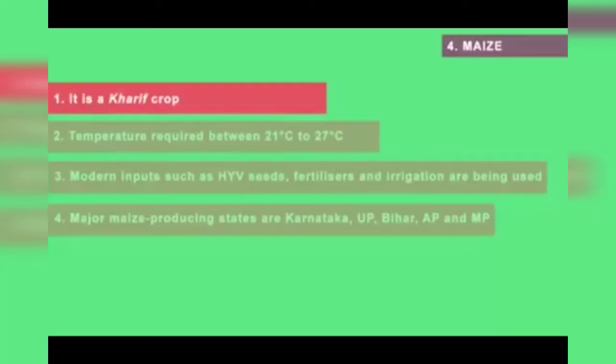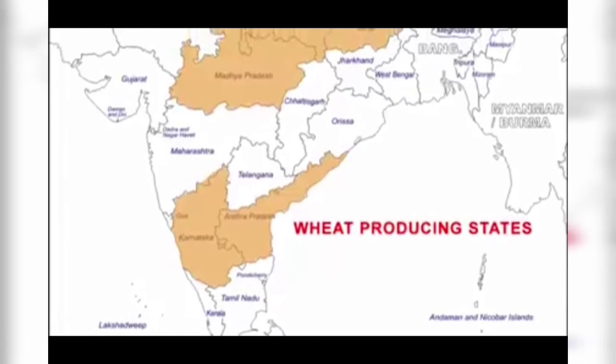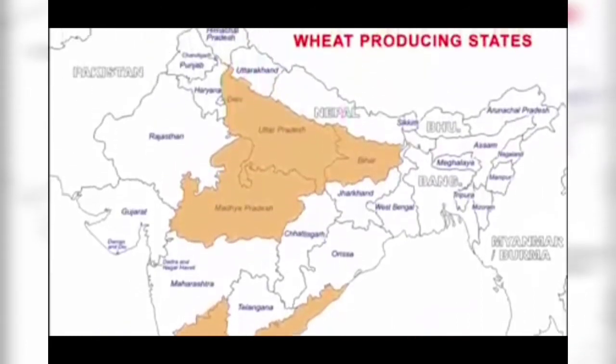And the next type of crop is maize. Now it is a kharif crop which requires a lot of water because kharif is a monsoon crop, and the temperature should be between 21 to 27 degrees Celsius. Today maize is being grown with the help of high yielding variety seeds. These seeds require less input and give a lot of output. Then you need fertilizers and irrigation facilities to increase the production of maize. Some of the maize producing states are Karnataka, Uttar Pradesh, Bihar, Andhra Pradesh, and Madhya Pradesh.